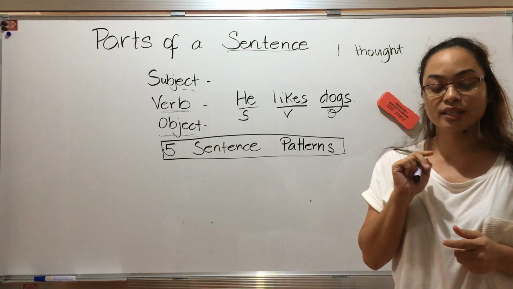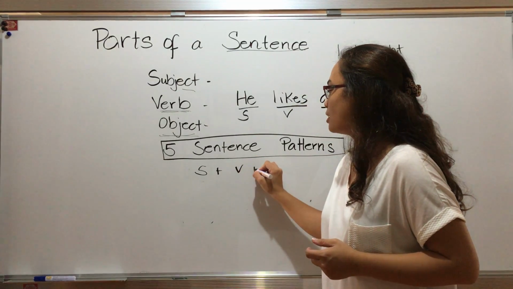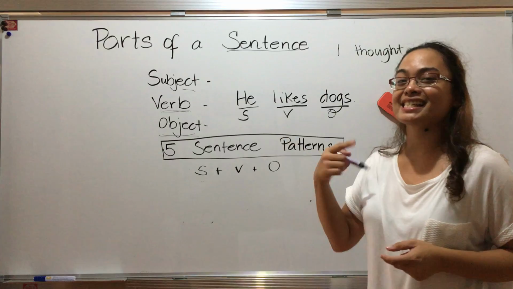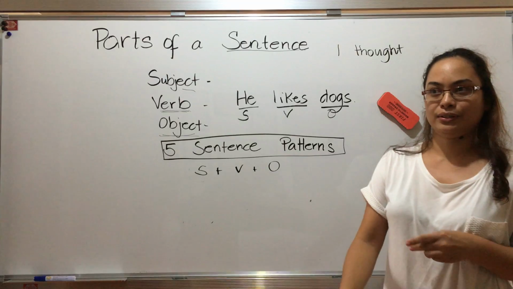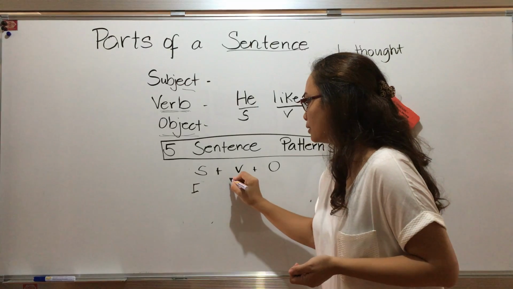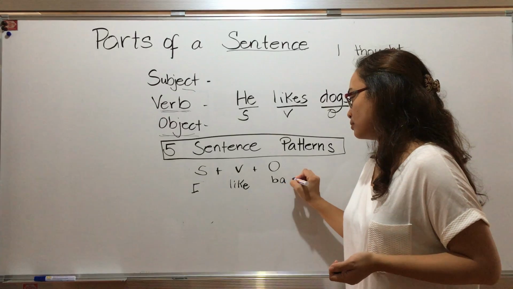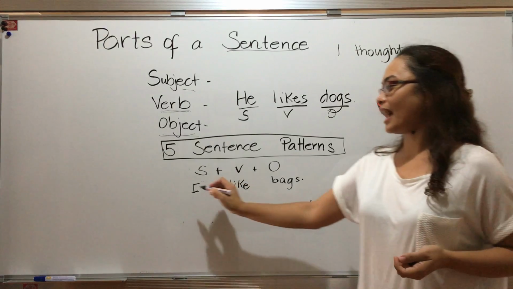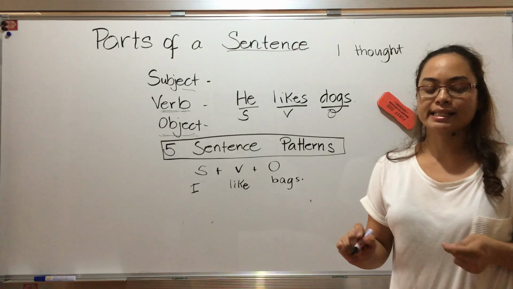We have our second one. The second one will be our S plus V plus O. Familiar? Because it's this one. It's the same. So we have the subject, the verb, and the object. So an example will be I like bags. So I like bags. I will be the subject, like will be the verb, and the object will be bags.